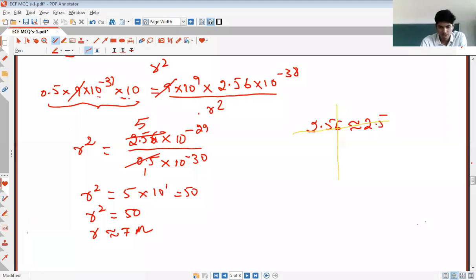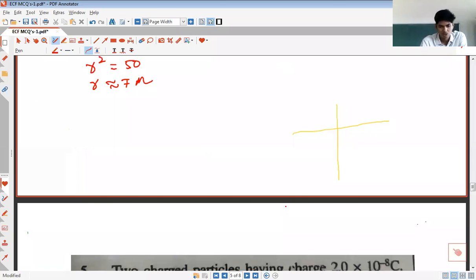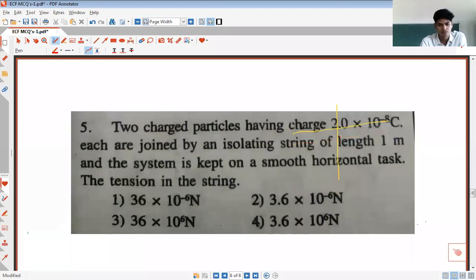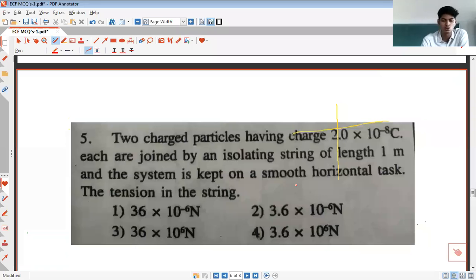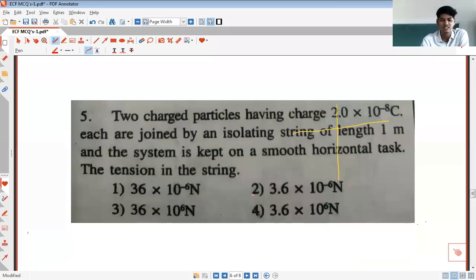So we'll move on to the next problem. Look at the next problem. It is said that there are two charged particles having charge 2 into 10 to the power of minus 8 coulomb each, joined by an insulating string of length 1 meter, and the system is kept on a smooth horizontal disk. The tension in the string is.